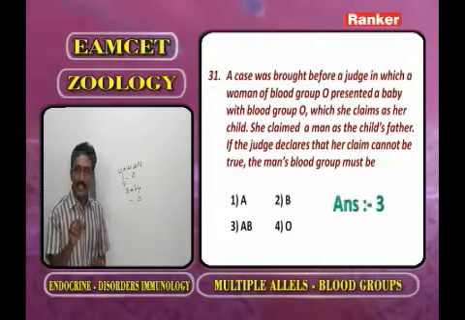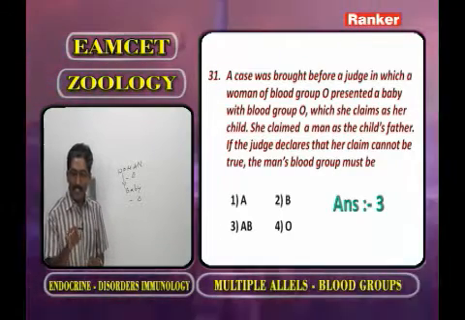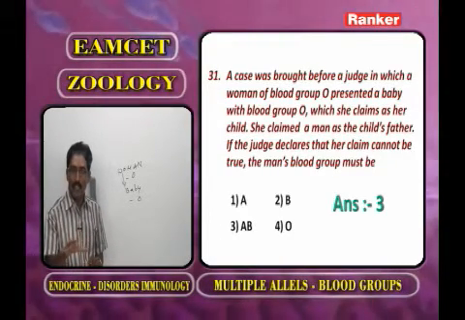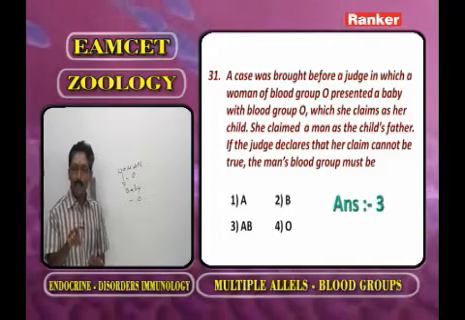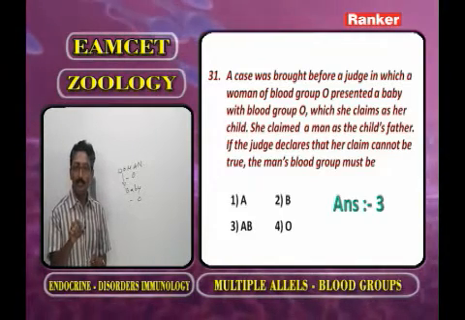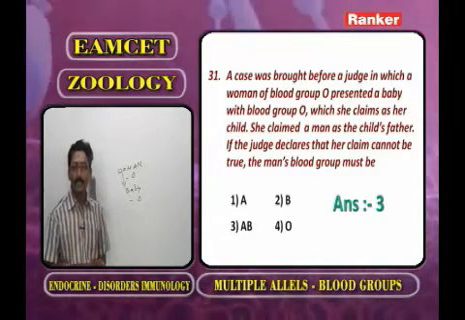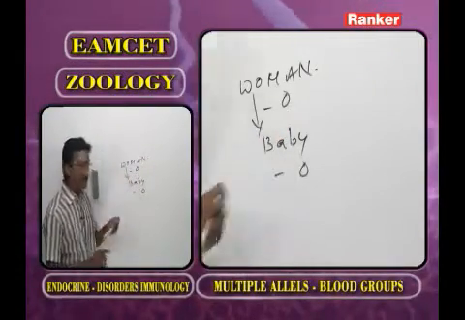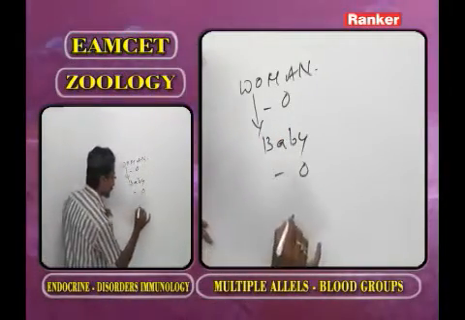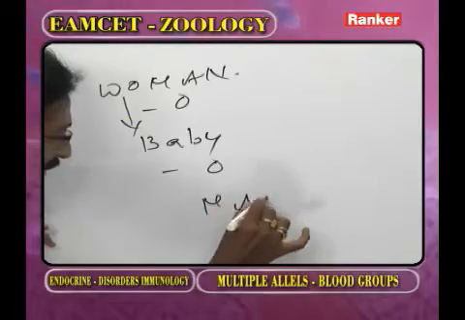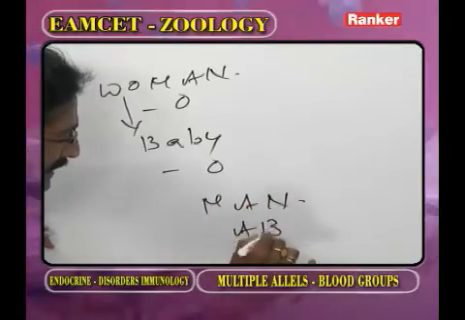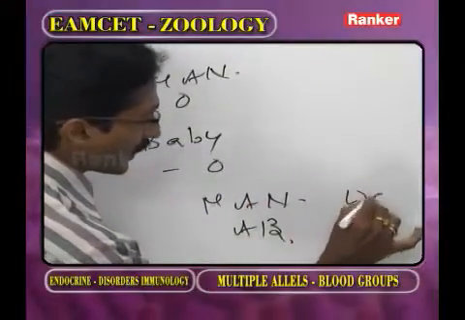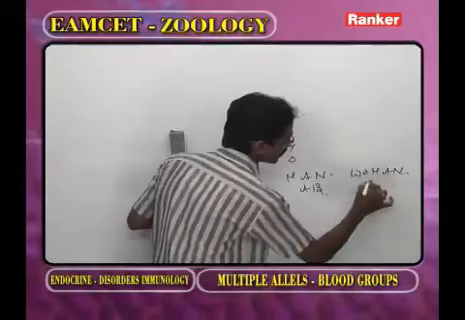Now the judge is telling, if the judge declares that her claim cannot be true, the man's blood group must be what type of blood group? AB. Because here the woman's blood group is O and the baby's blood group is O. If the man's blood group is AB and the woman's blood group is O.